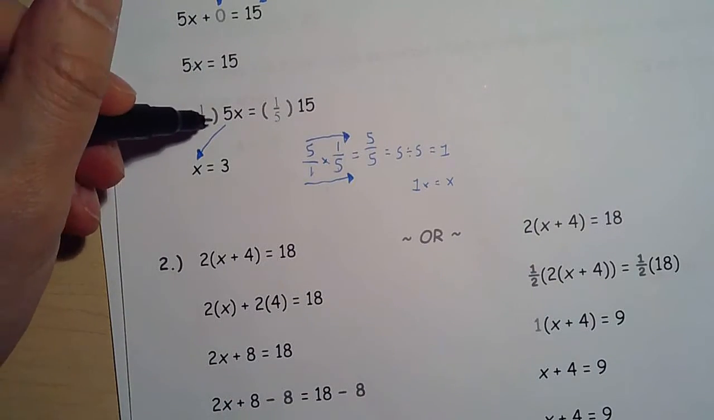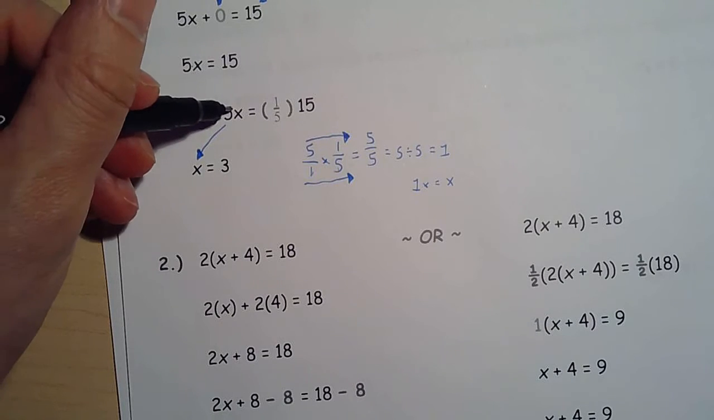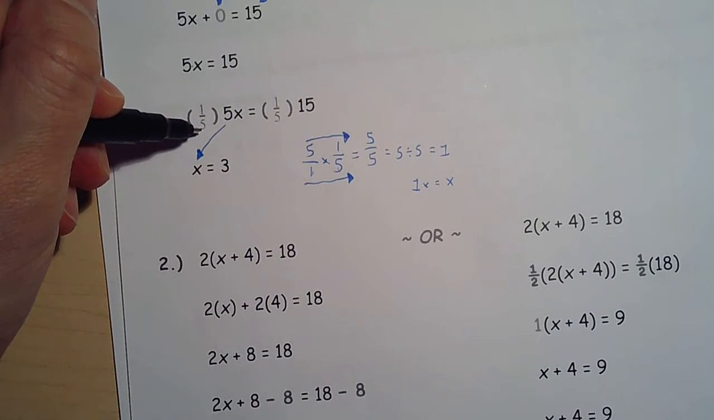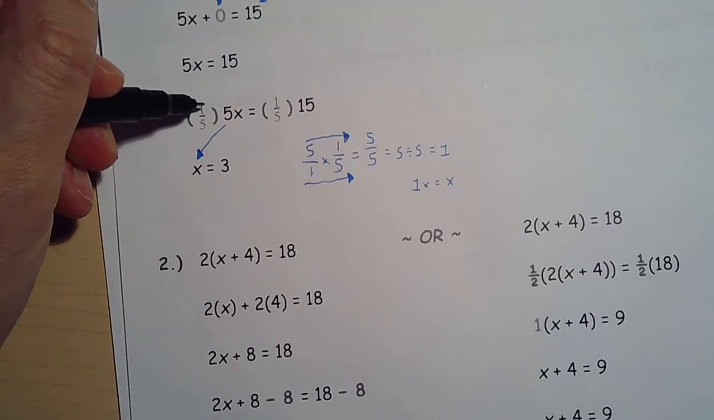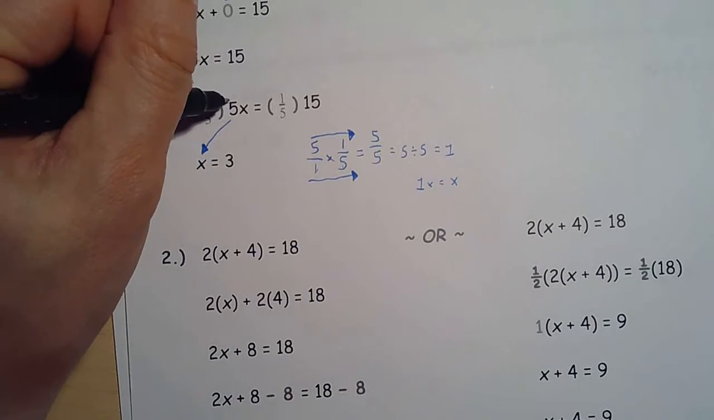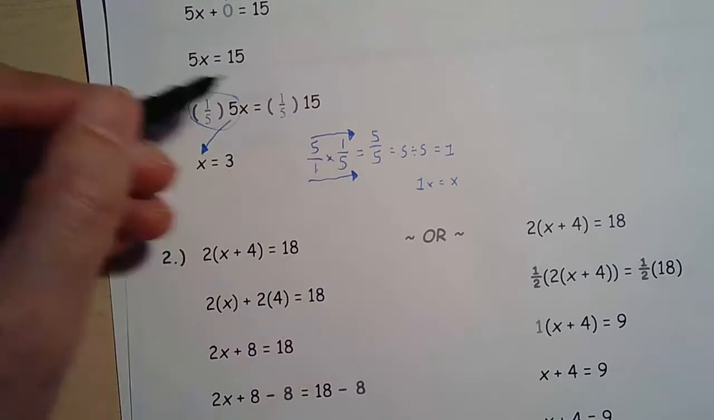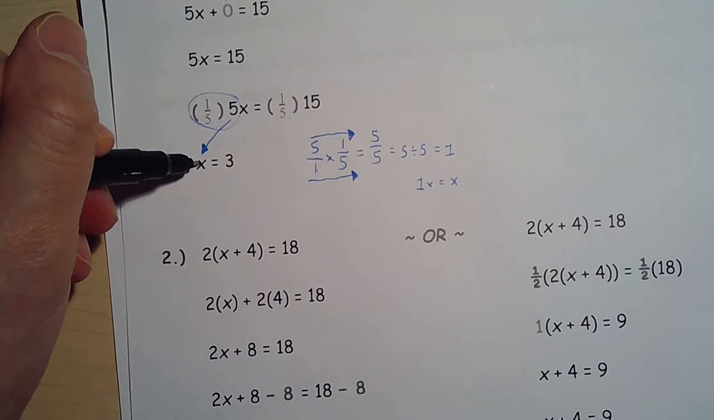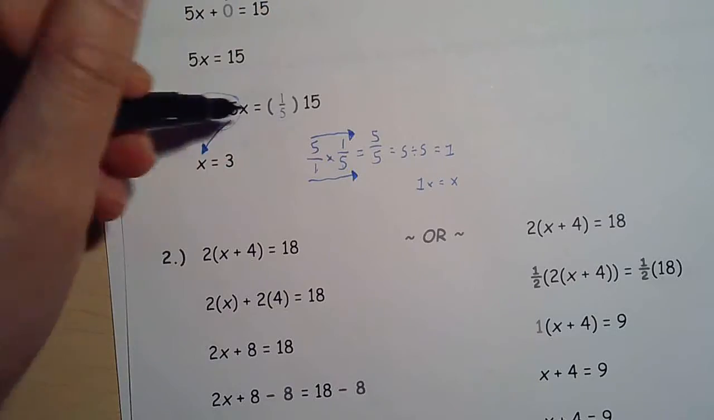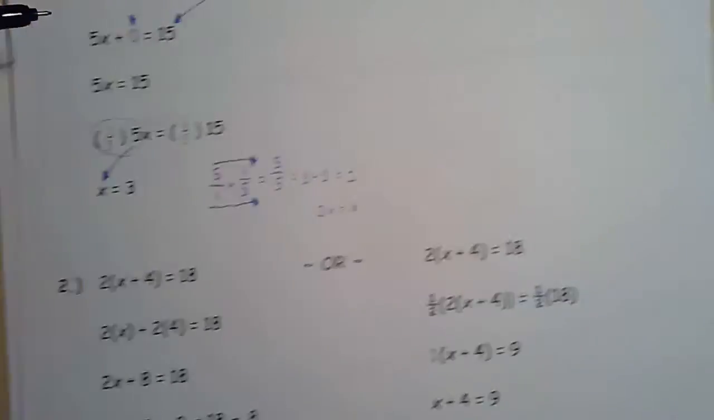So when we multiply by the reciprocal, you take the whole number and put it as a denominator and put 1 as the numerator, so 1/5 times 5x, these will cancel out, okay? These become 1, like we showed here, so that we're left with just an x. And over here, 1/5 times 15 becomes 3.